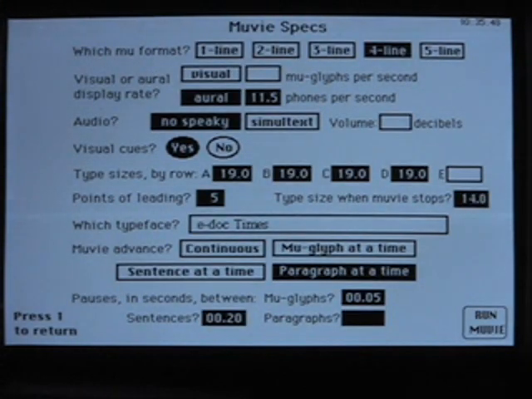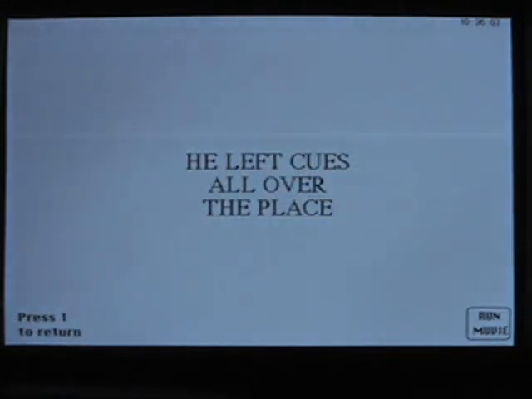As this panel shows, the next movie will be a 4-line movie that demonstrates the use of visual cues in movie presentations. This movie is presented at an aural display rate of 11.5 phones per second, but with no speech sounds. Its title is He Left Cues All Over the Place.